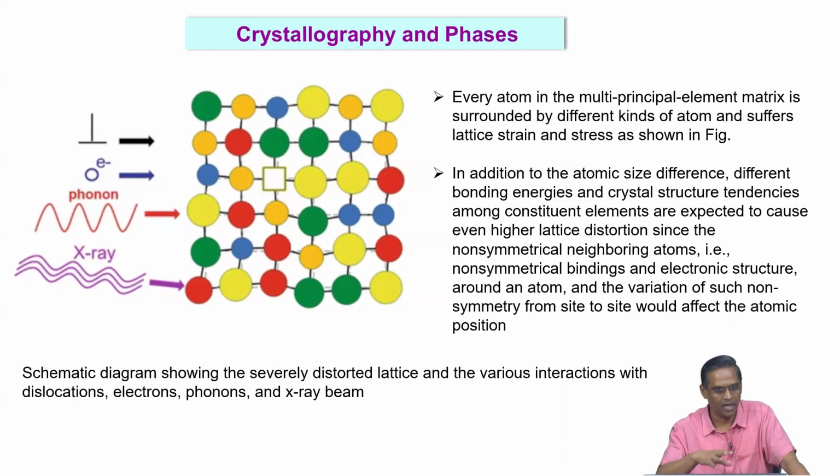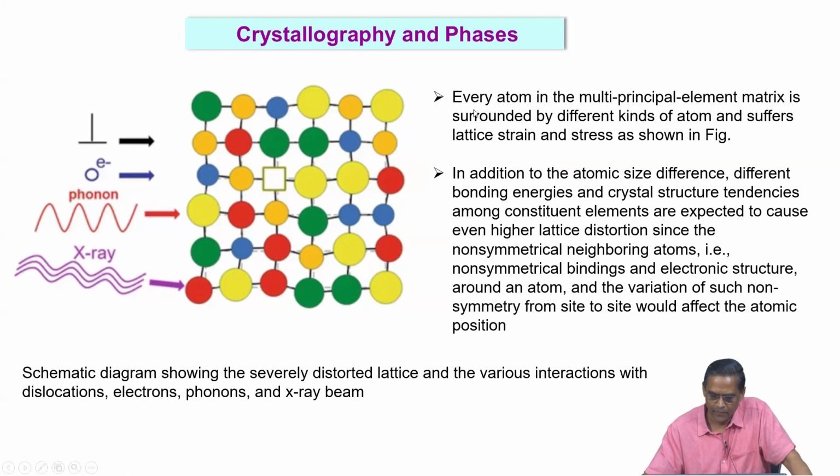Even a dislocation as such, it will go through if there is no problem, a proper lattice, you need a force, but here you need a much higher force because of more complexity. So, this is the idea, the phenomenon, you have to keep this in mind. Every atom in a multi-principal element matrix is surrounded by different kinds of atoms and suffers a lattice strain and stress, both.